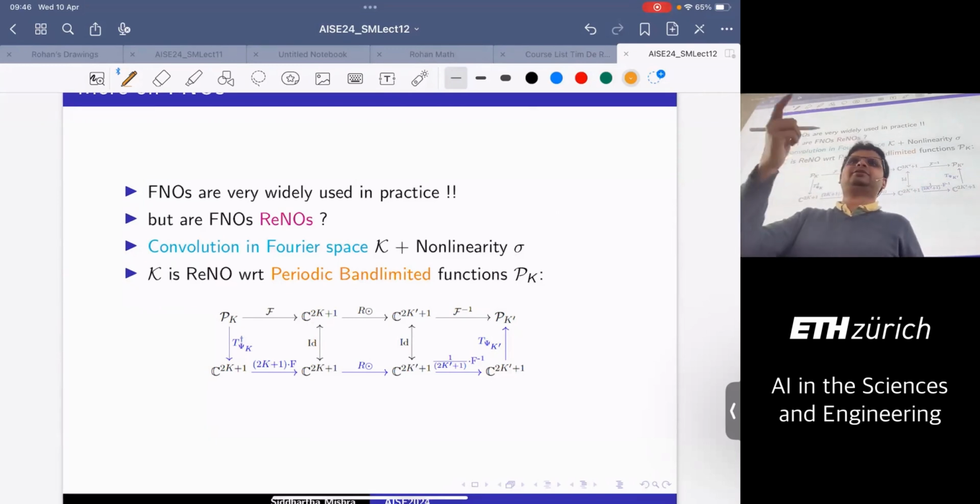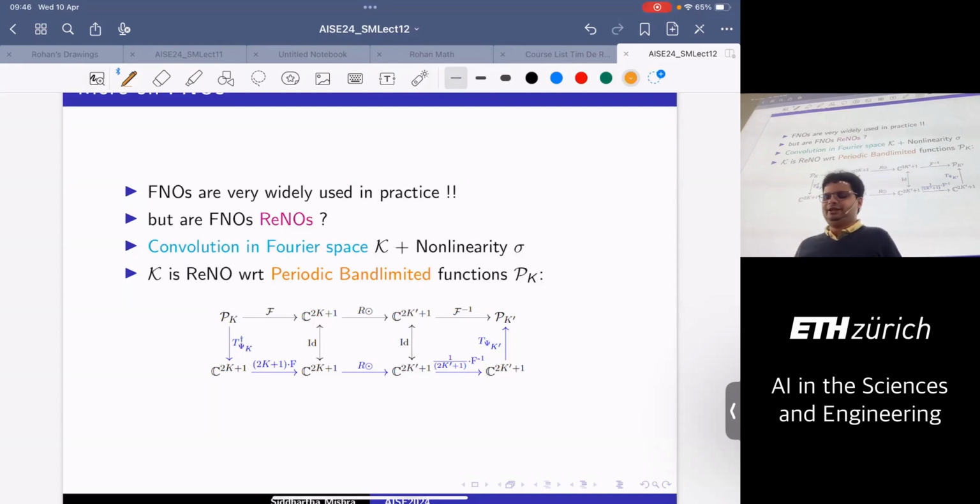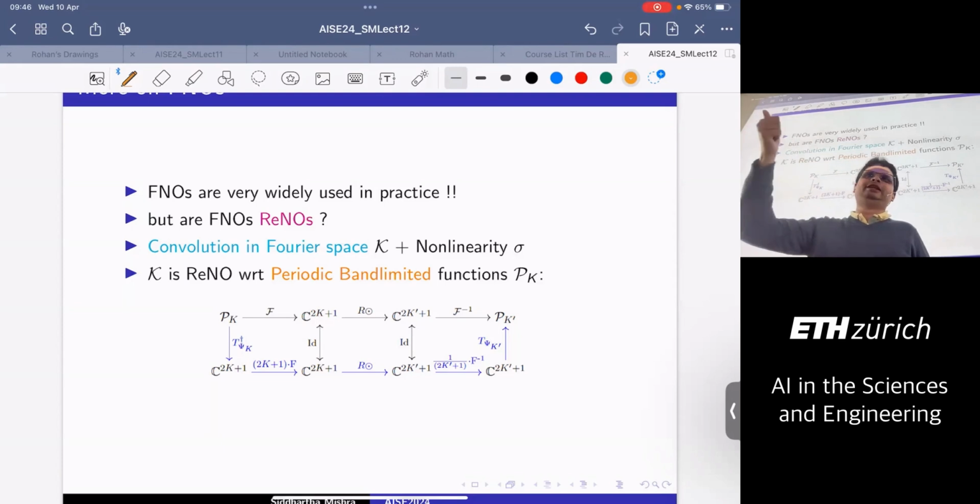But as one of you asked, the whole point was to construct ReNOs, right? So are these ReNOs? The answer is yes and no. It's a mixed answer. Of course, the ReNO concept came much later than FNO. So there are two elements to it. First of all, this lifting and weight matrix and so on, these are just linear operations which have nothing to do with space.